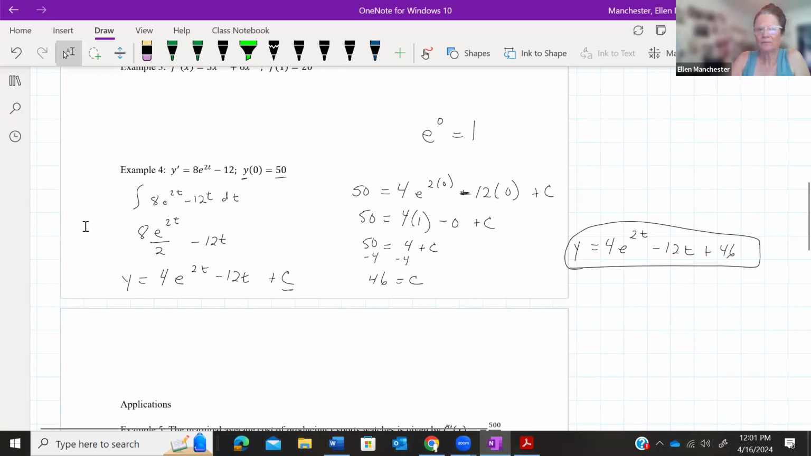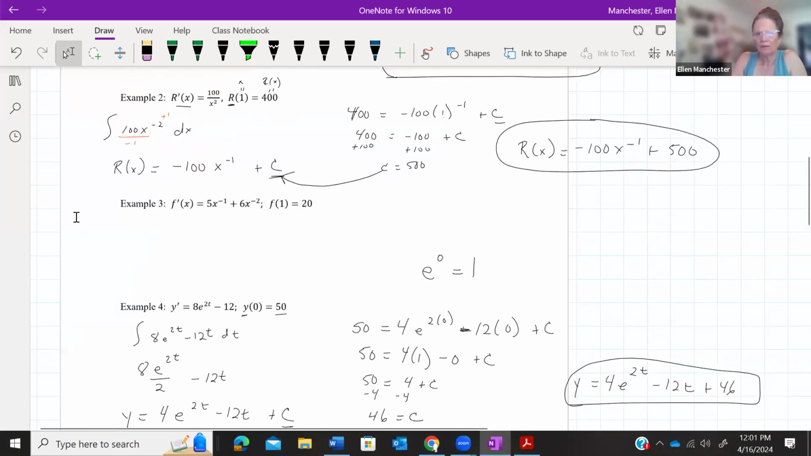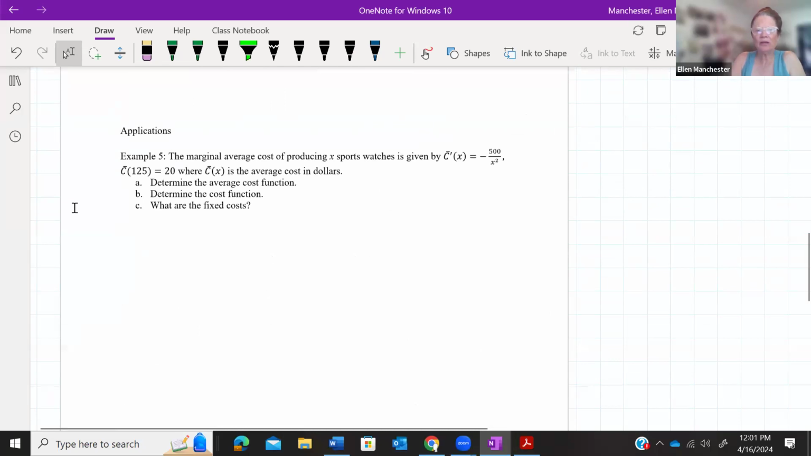Okay. So any questions on those types? Because I want to definitely get to these two word problems because you will see these on your MyMathLab. So I want to give you an example of them. Okay. All right. So here we go. This is an application. This is something that you will see on MyMathLab.